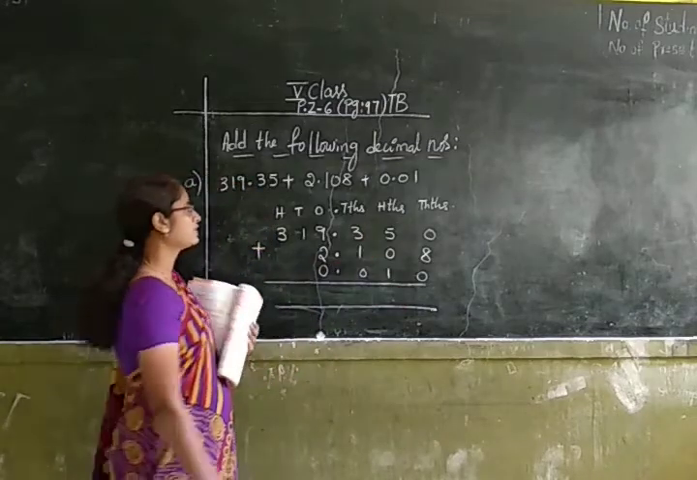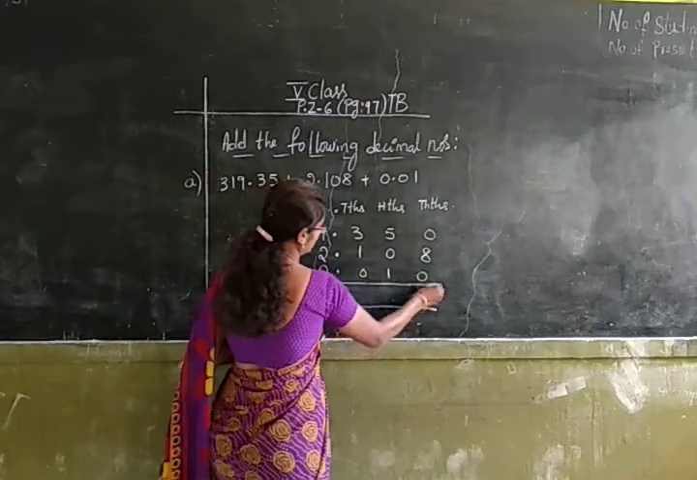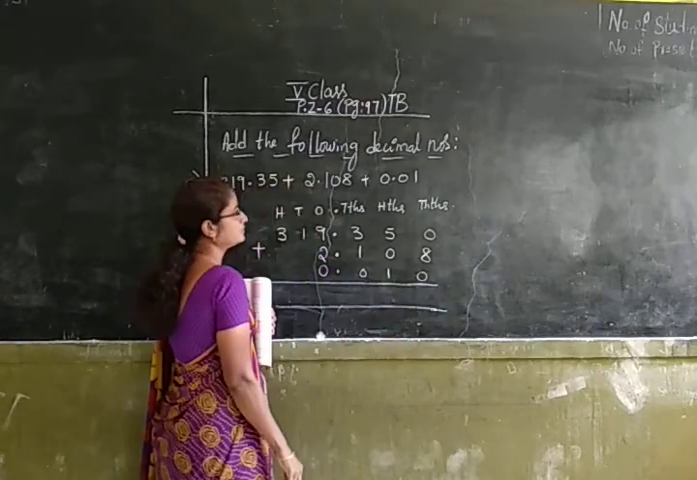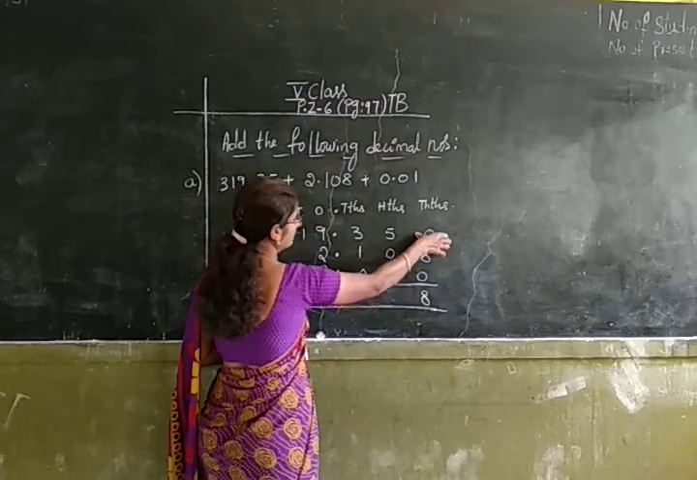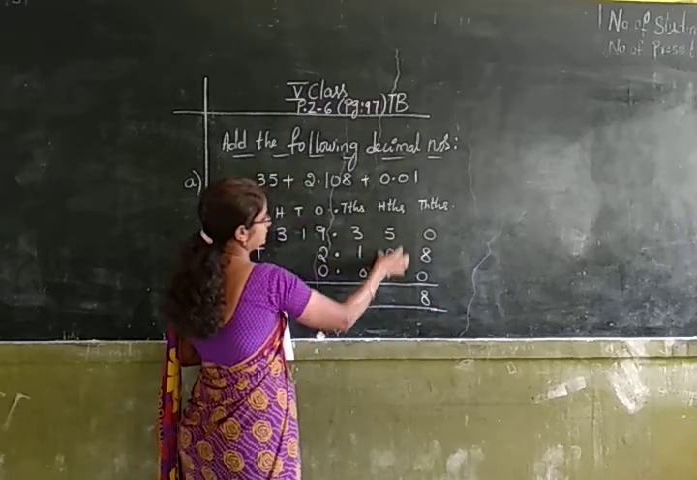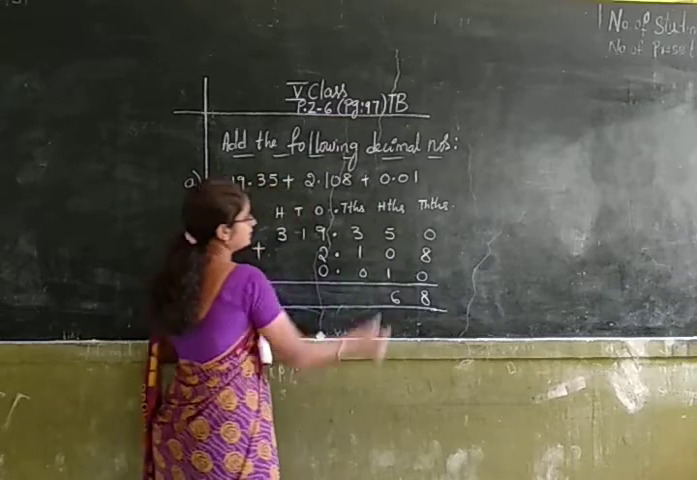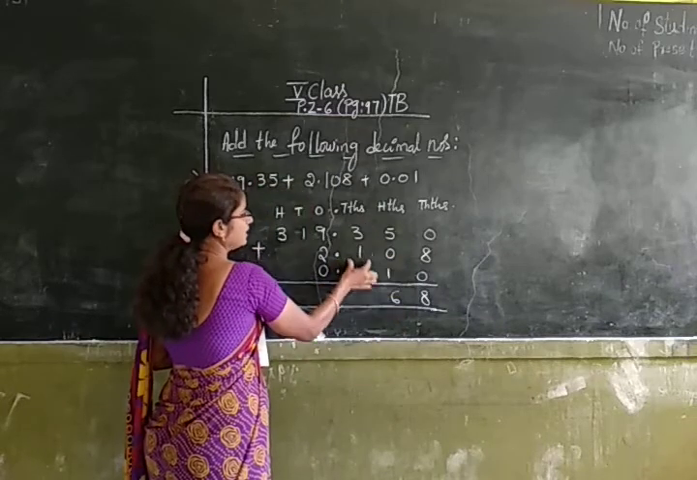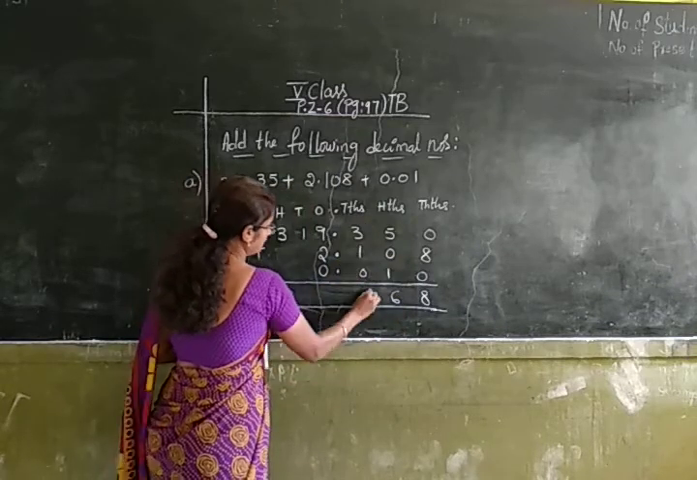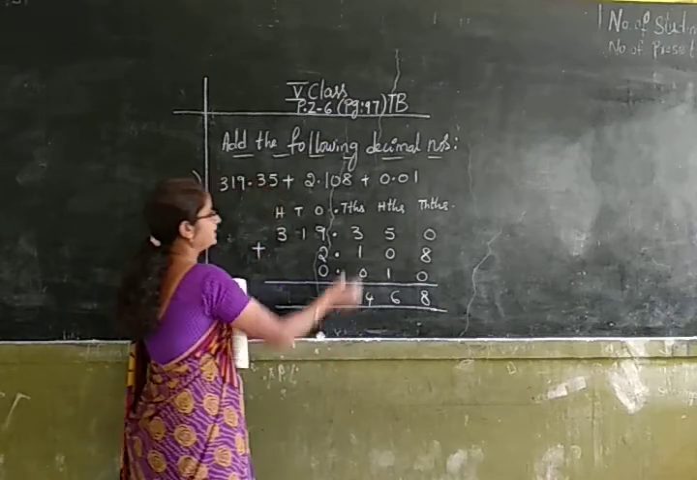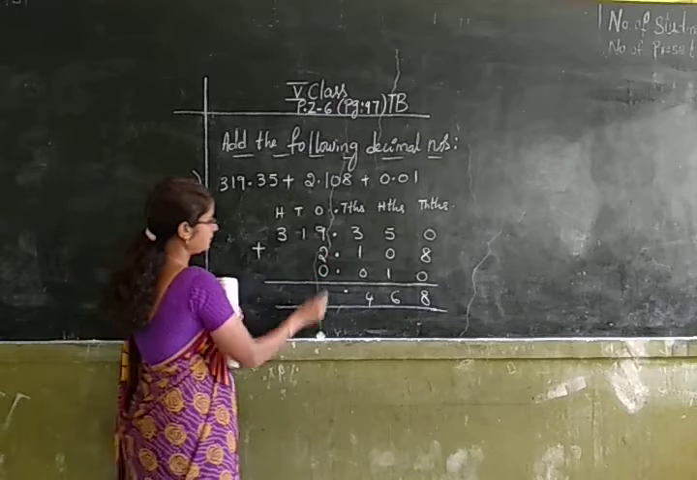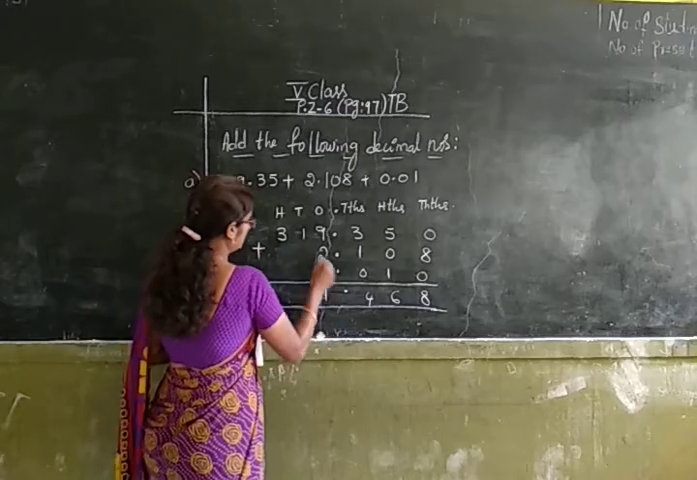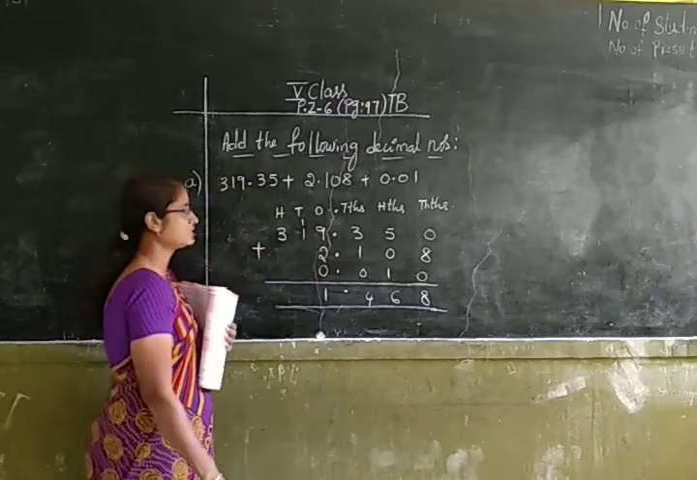Then start adding from thousands place. Okay children? Start adding the numbers in thousands place. 0 plus 8 is 8. After adding the thousands place, add the hundreds place. 5 plus 1 is 6. After adding the hundreds place, add the tens place. 3 plus 1 is 4. After adding the tens place, add the numbers in ones place. 9 plus 2 is 11.